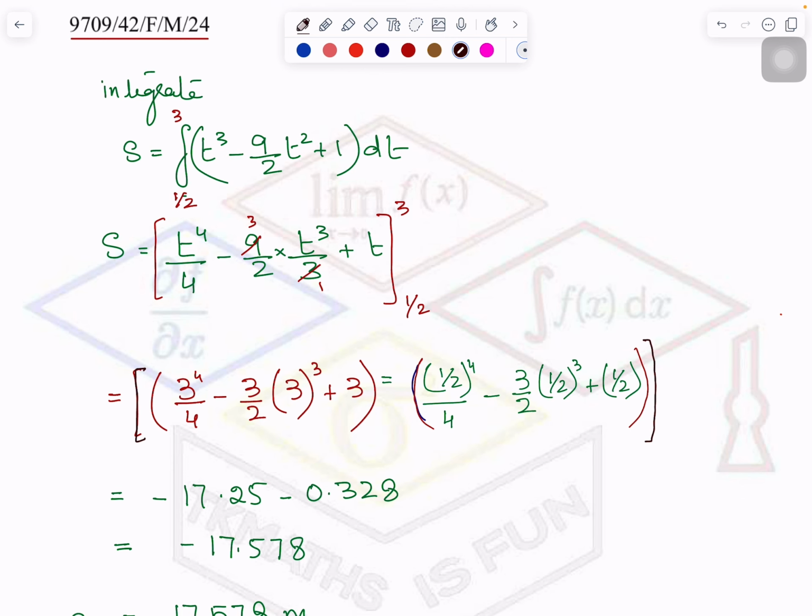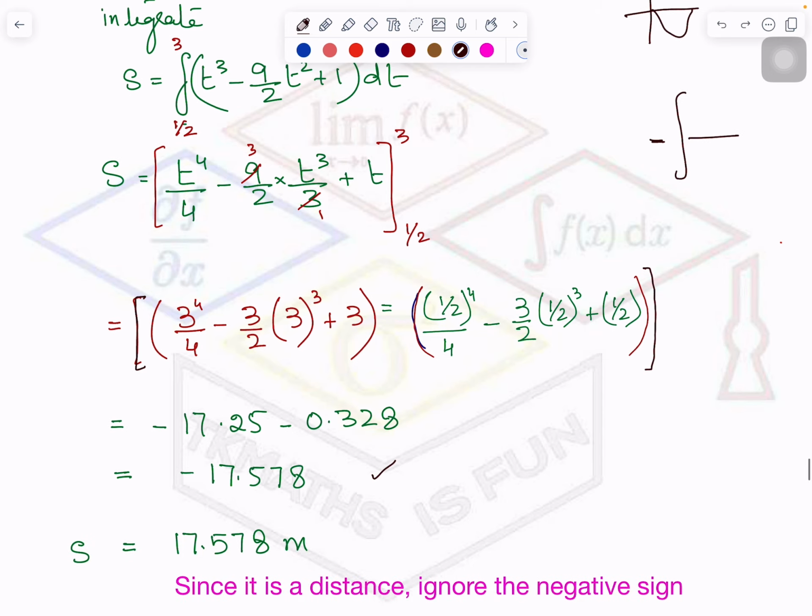Another very important thing: you get the answer as minus. What is the reason for that? Because it was below the x-axis. If you remember integration from P1, whenever the curve is below the x-axis, you write a minus sign outside and then integrate it. So in this case also, if you keep the minus sign outside, it will automatically come out plus. But it doesn't matter; if you have not, you can write the value without the sign at the end, because we are talking about distance, right?